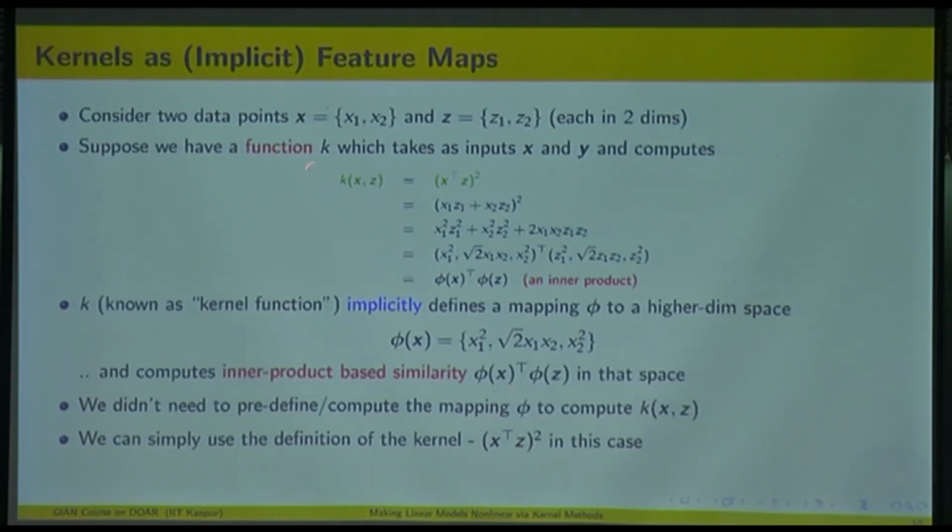Because if this itself is very expensive, then we might as well just compute the phi function, right? Now the point is that, as you can see in this simple example, as well as in many other examples that we will see later on, computing this k function is almost as cheap as computing x transpose z, because in order to compute this function, I just have to compute x transpose z and then square it, right? Just this simple operation is actually letting me compute the inner product in this high dimensional space, right?